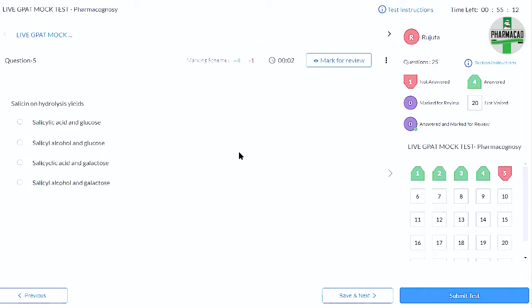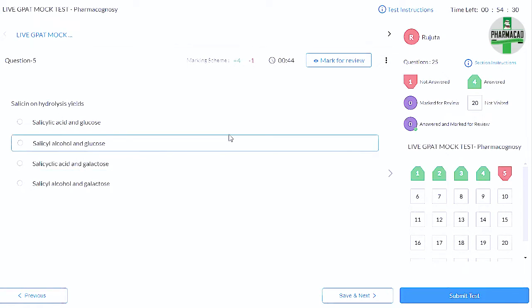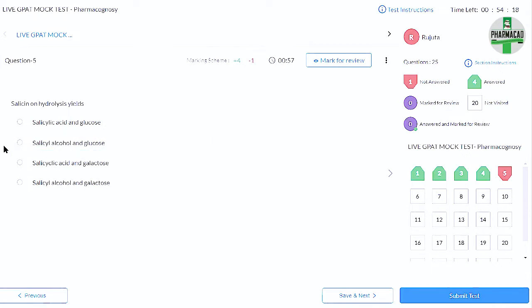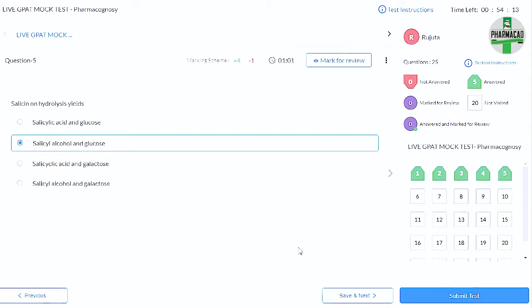Next, salicin on hydrolysis yields what? To attempt this type of question, attempt only if you know the answer. Otherwise, let go. If you don't have in memory what salicin itself is, you will not be able to attempt this question. So I would suggest that if you don't have it in memory, please let go. Don't take negative marking unnecessarily for these types of questions. Now, anyone knows the answer? Option B. Yes, option B, that is very correct. Salicin undergoes hydrolysis to saligenin and glucose, and saligenin here is nothing but salicyl alcohol. So option B is the correct answer. This is a glycoside.